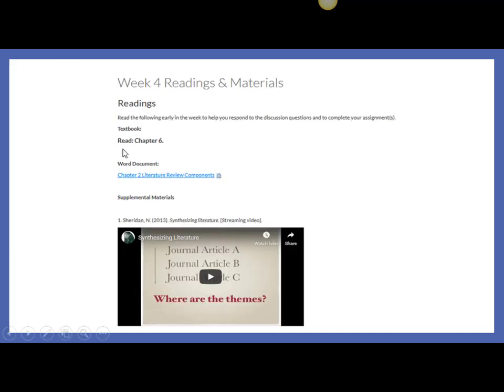So in just taking a look at the readings, do carefully read chapter 6. Your introduction literature review will follow the BWE text and will follow what you've written in your introduction part chapter of your thesis. This Word document here is only about a 2-page item for you to take a look at, and this is a short video for you.